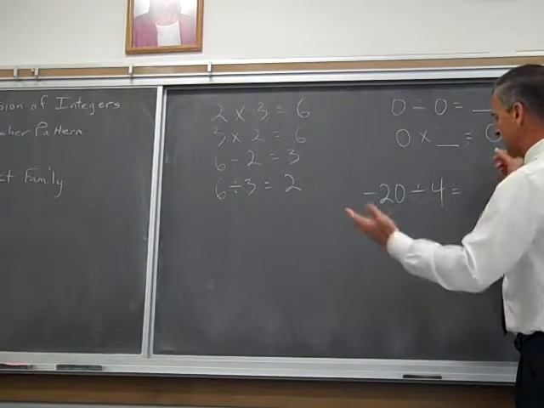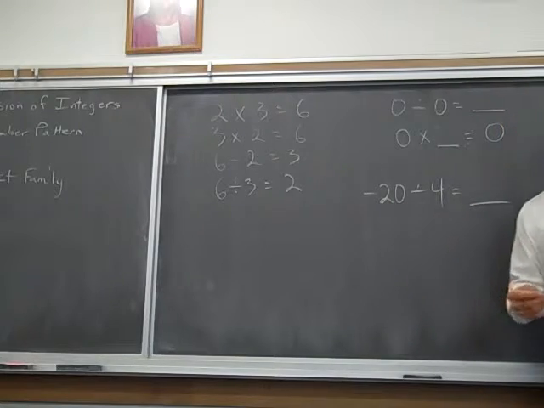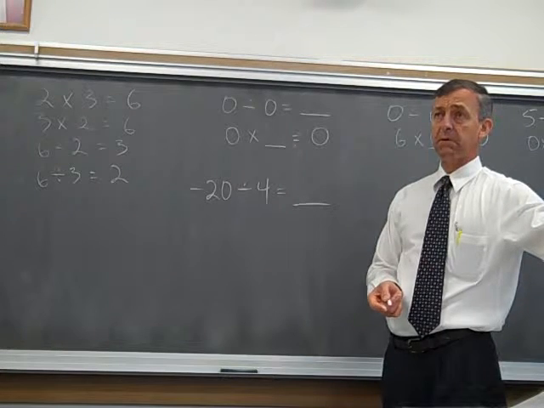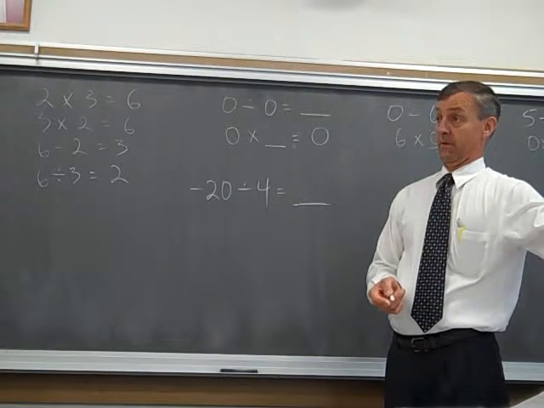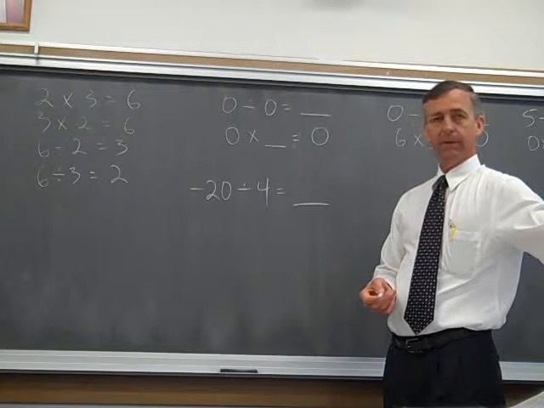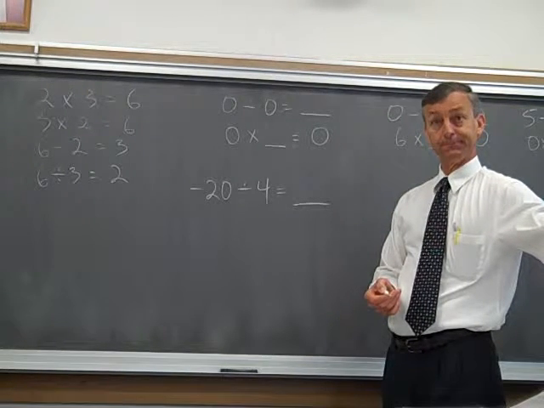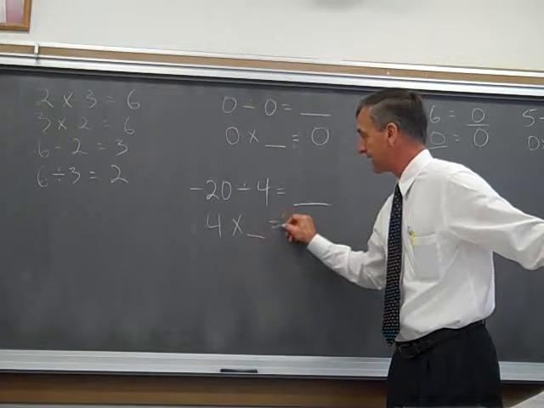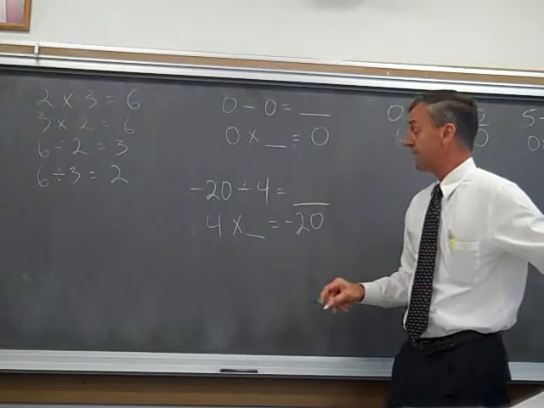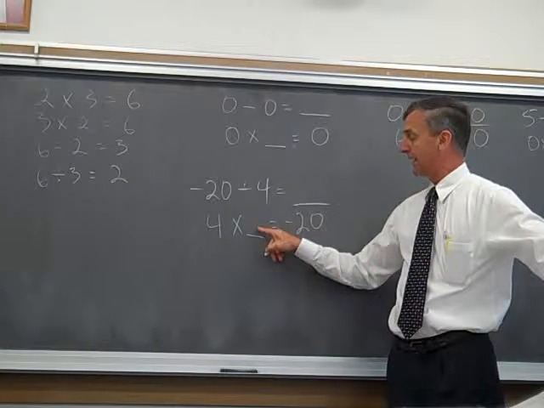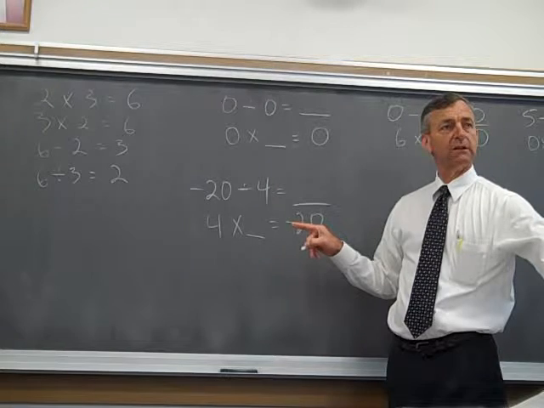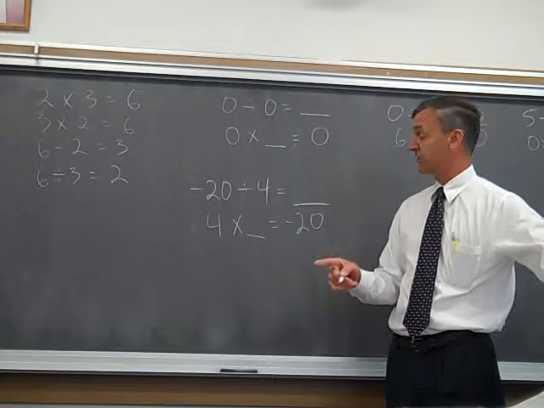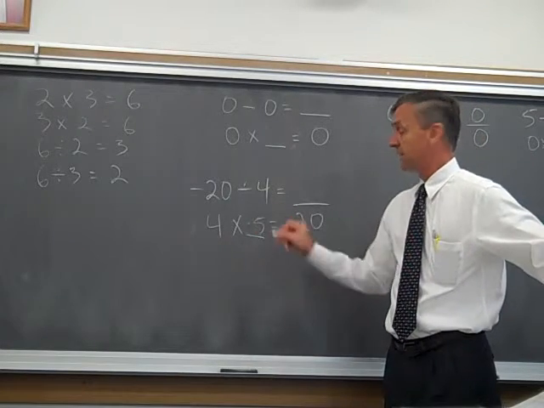But let's just say you're starting off cold. What's the answer? We don't know. But let's use a fact family to help us. What is the fact family member that would help us? 4 times blank equals negative 20. What am I going to have to put in the blank to get this to be a negative 20? And if you've covered the multiplication rules and they understand them before you move to division, they're going to know this is a negative 5.